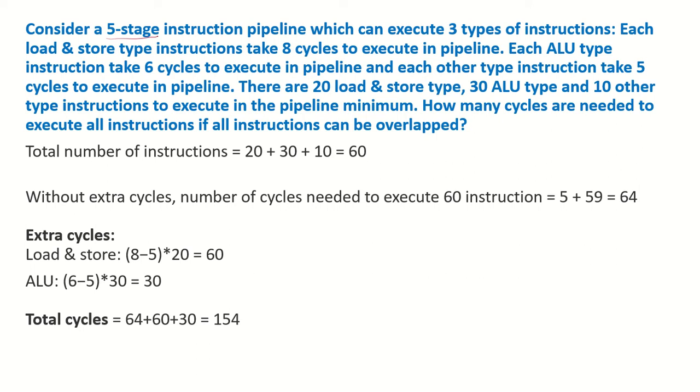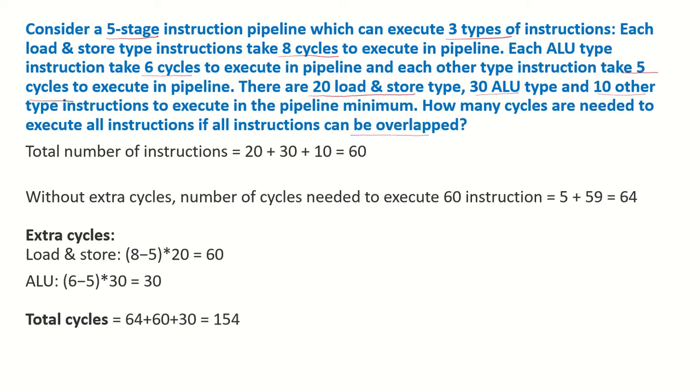Consider a 5-stage instruction pipeline which can execute 3 types of instructions. Each load and store type instruction takes 8 cycles to execute in pipeline. Each ALU instruction takes 6 cycles to execute in pipeline, and any other type of instruction takes 5 cycles to execute in the pipeline. There are 20 load and store type, 30 ALU and 10 other type instructions to execute in the pipeline. How many cycles are needed to execute all instructions if all the instructions can be overlapped?